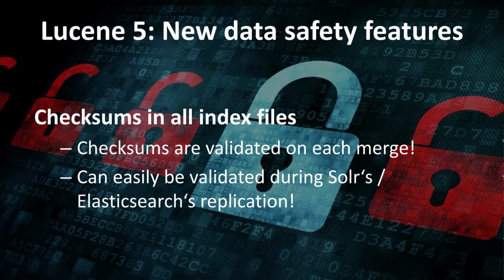One of the first things added together with the new codec API was that all index files now have a checksum that can be verified before you're merging two segments. If anything with the checksums doesn't match, it would not merge two index segments anymore. So the risk of losing data is reduced because of that. In addition, those checksums can be checked on replication in Solr or Elasticsearch.